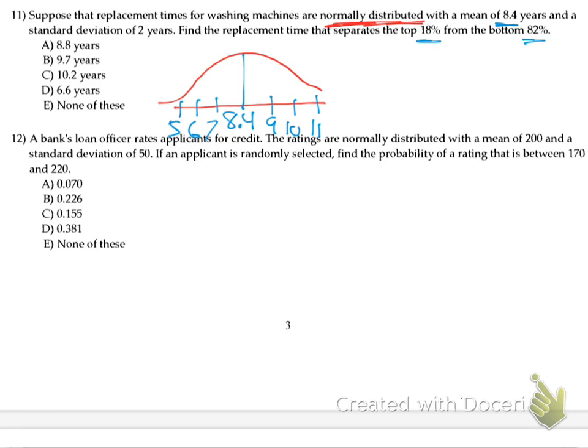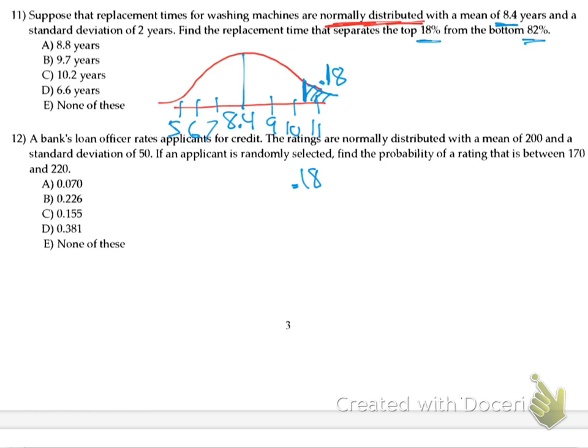But washing machine, so that's how long it takes to replace a washing machine. And so when they say top 18%, they're saying something up here. I don't know exactly what the number is, but somewhere up here so that this is 18%. Does that make sense? And why did I put that 18% at the top instead of down here? Because it's a percent. Percentages always go on the top on these normal curve problems because they're representing area.